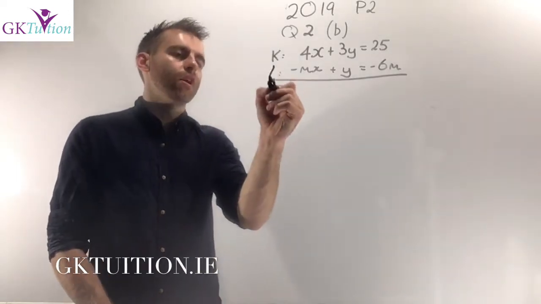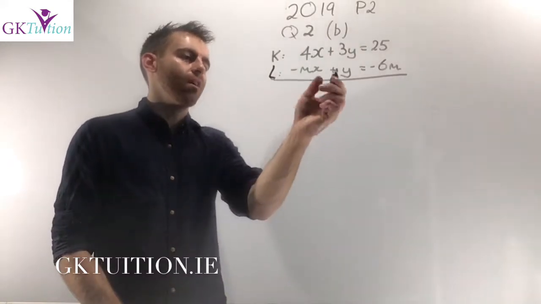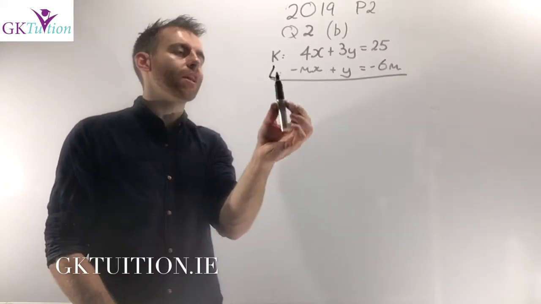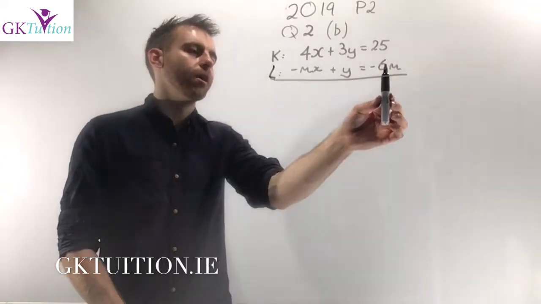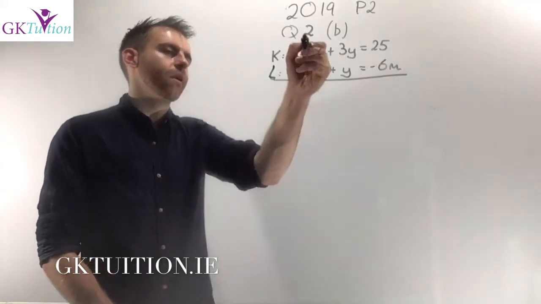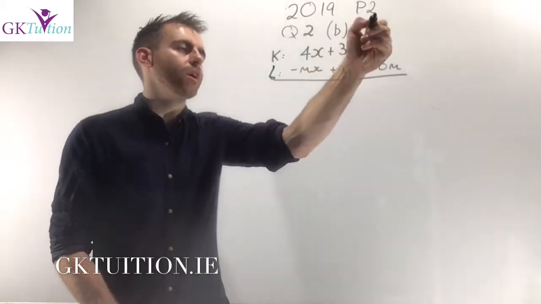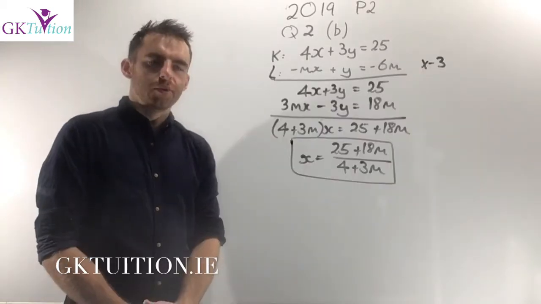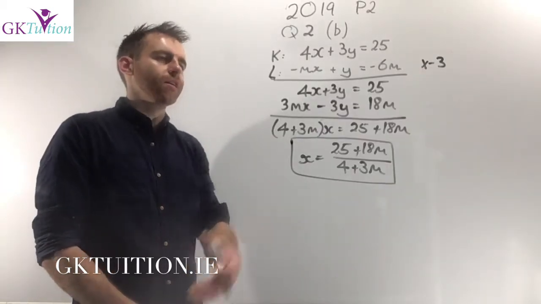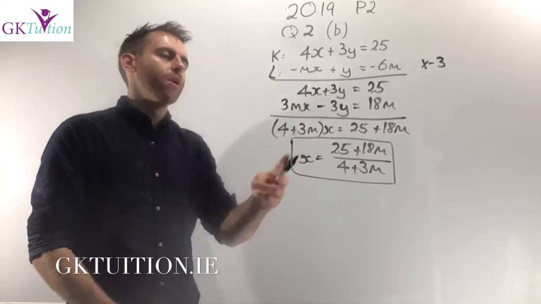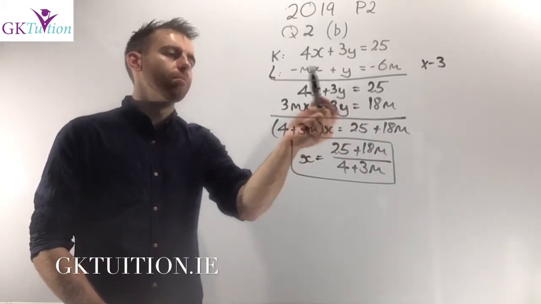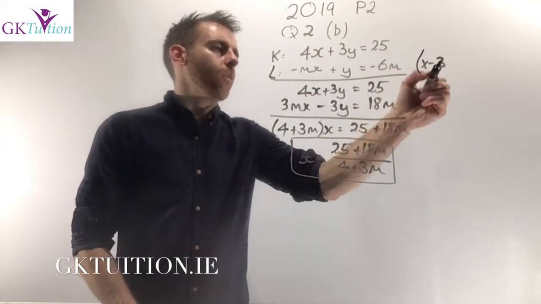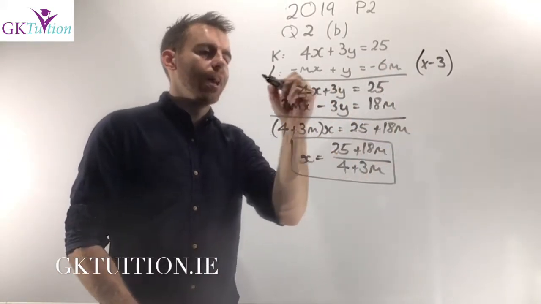So you'll notice that I've rewritten my L. I subtracted mx from both sides, and I've rewritten L as minus mx plus y equals minus 6m. So now I have the x's under the x's, the y's under the y's, and the numbers under the numbers, so I'm ready to do a simultaneous equation. I've identified that the easiest letter to eliminate here is the y. If there's a plus 3y on the top, I want a minus 3y on the bottom. In order to get a minus 3y on the bottom, I'm going to multiply the entire line L by minus 3.